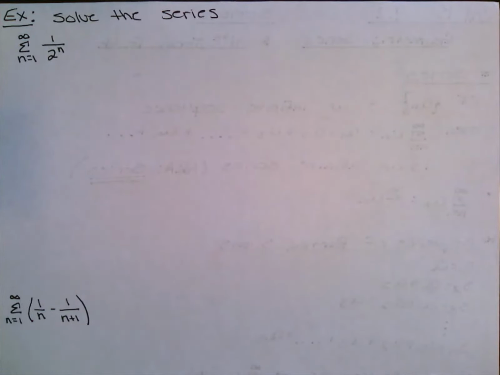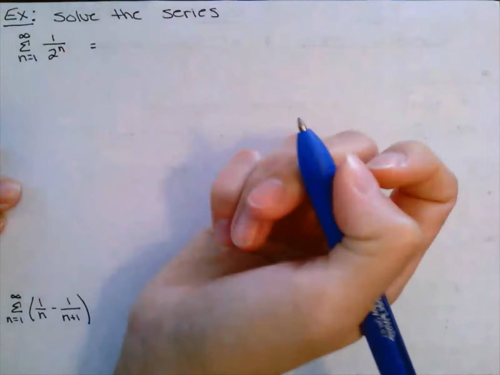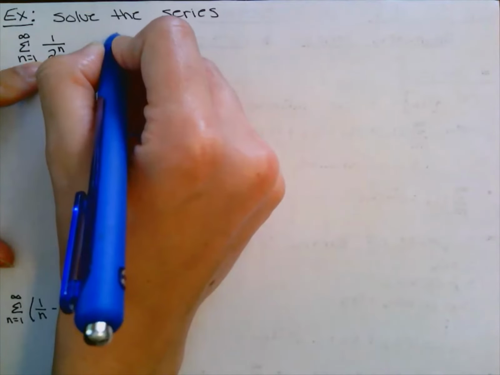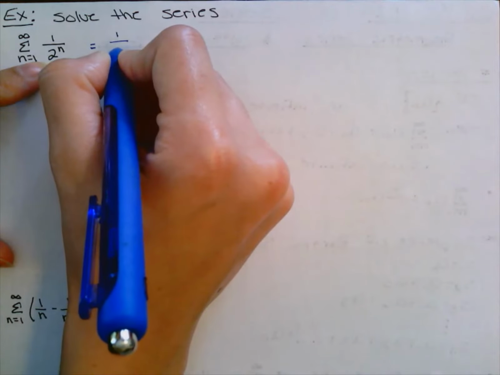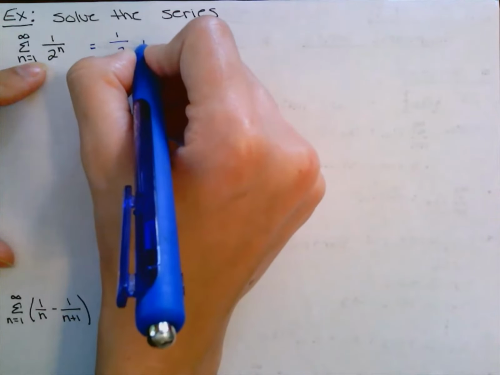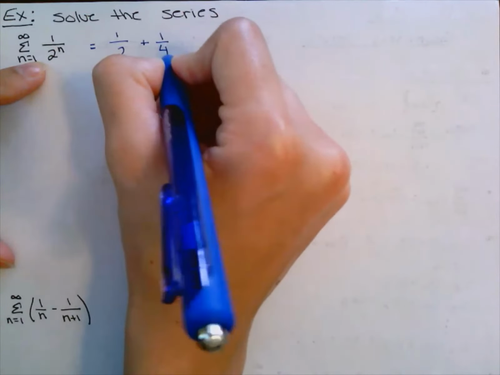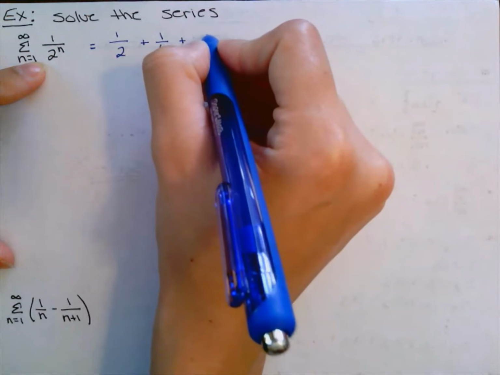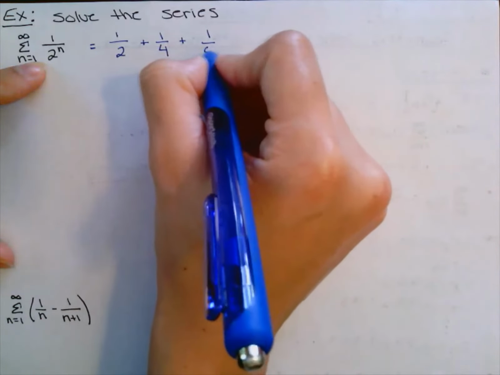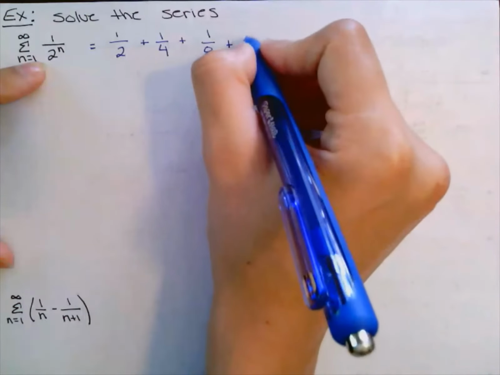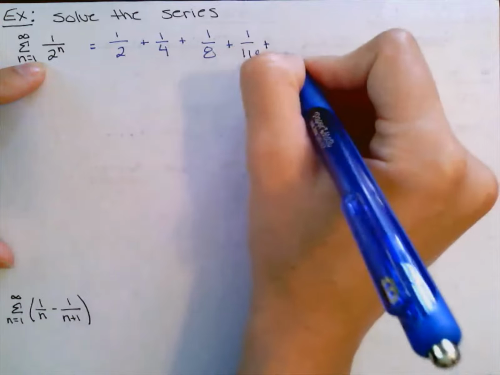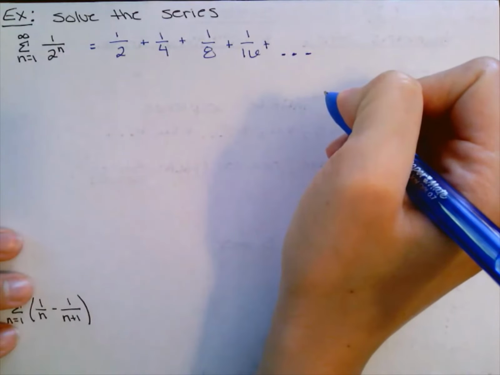So let's take a look at what these steps look like in a problem. It says solve the series, and we're going to use partial sums. Step 1 is to write out a few terms. This summation would be saying 1 over 2 to the first, which is 1 over 2. Then we have 1 over 2 to the second, which is 1 over 4. Then 1 over 2 to the third, which is 1 over 8. And then 1 over 2 to the fourth, which is 1 over 16, and so on and so on. So we wrote out a few terms.